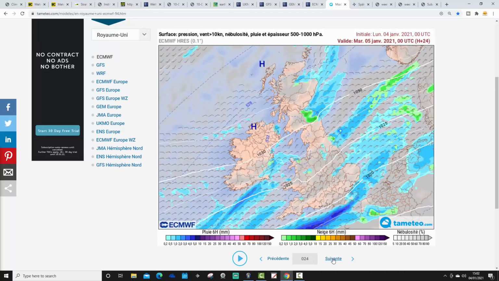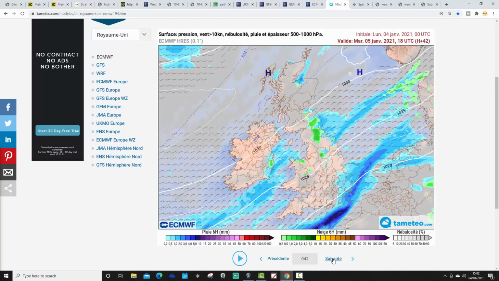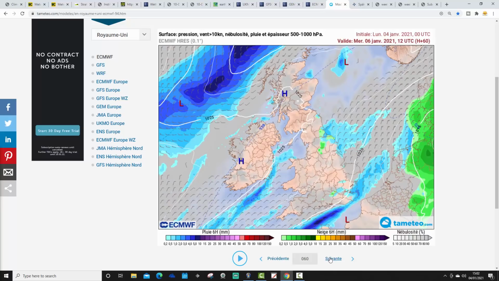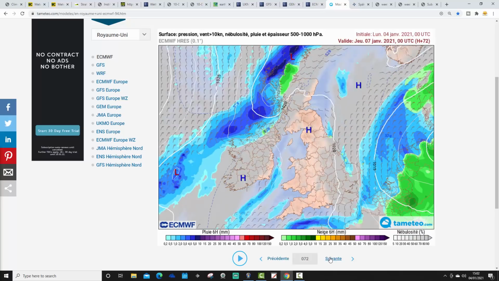This is the precipitation type forecast from Tometeo.com based on that ECM run. See, lots of rain coming up in this far southeastern quarter. It's a little bit cold, so that will be snow, of course. But a lot of cold rain with some sleet in the southeast corner for the next couple of days.